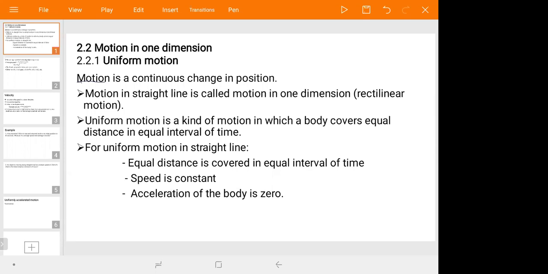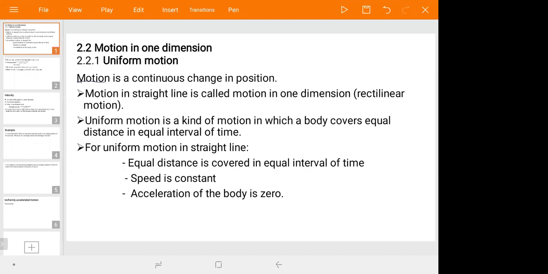A reference frame is a fixed point from which all distances are measured. For example, a home, stone, river, mountain, or tree. You can take such things as a reference frame. Therefore, motion is a continuous change in position relative to a reference frame.